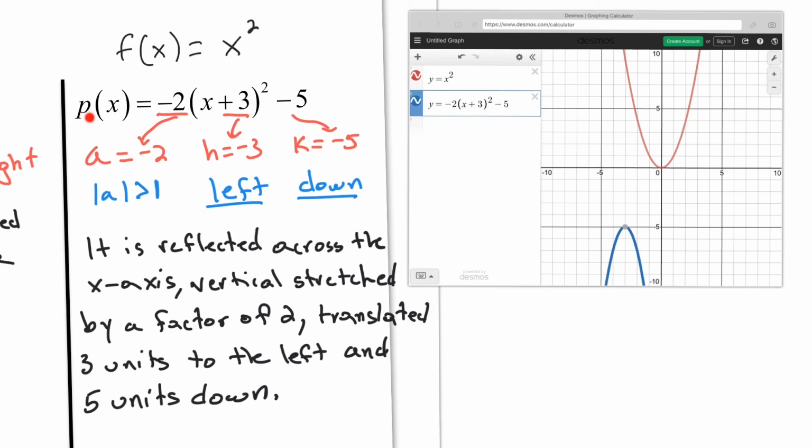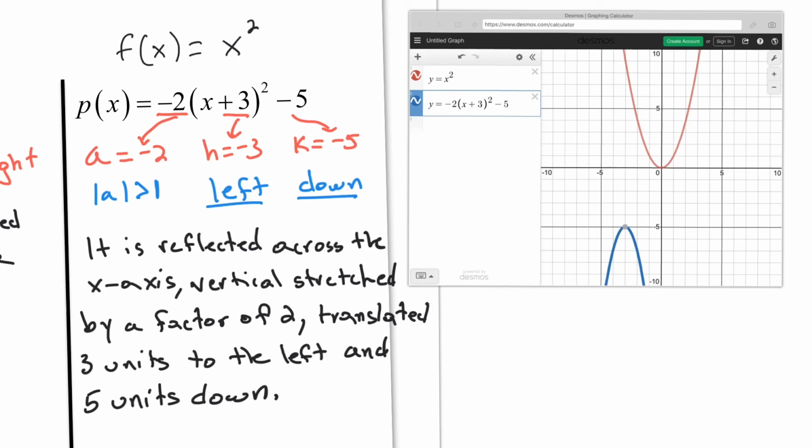Notice that I'm not using p of x or f of x. Those are just names of the functions. When we use a graphing calculator or a graphing app, we use y instead of f of x, or y instead of p of x. Once again, this parent function, f of x equals x squared, was transformed by reflection across the x-axis, vertical stretch by a factor of 2, translated 3 units to the left and 5 units down.